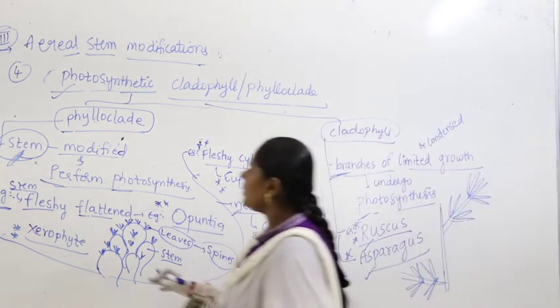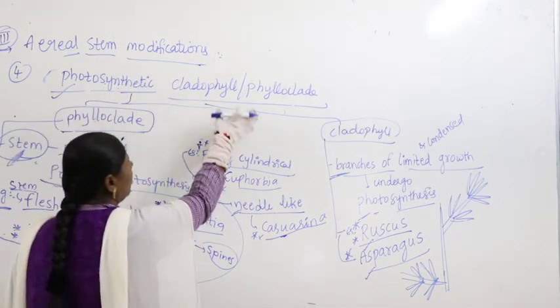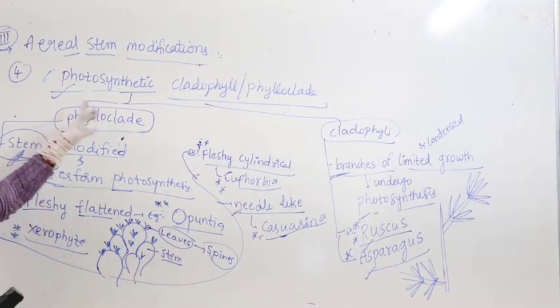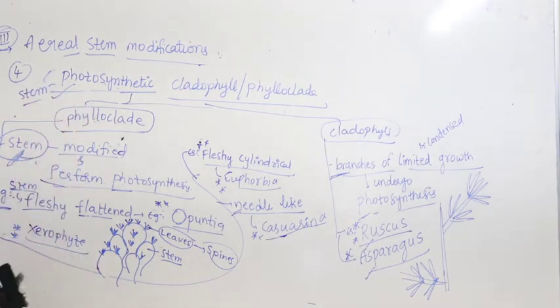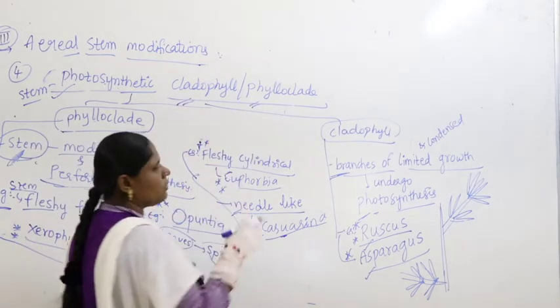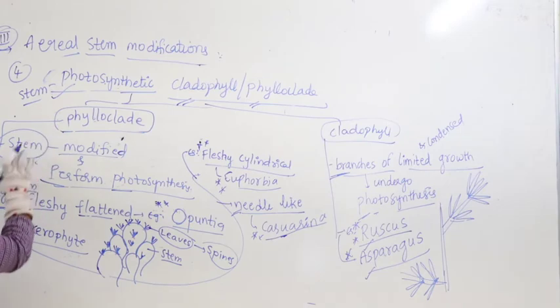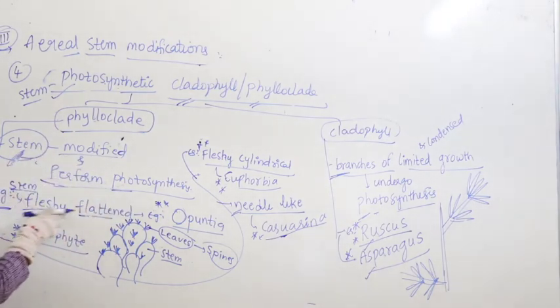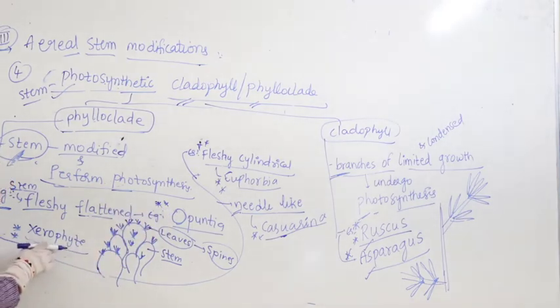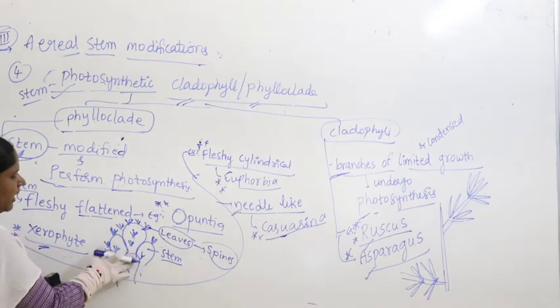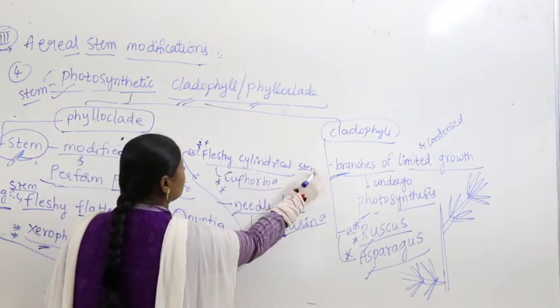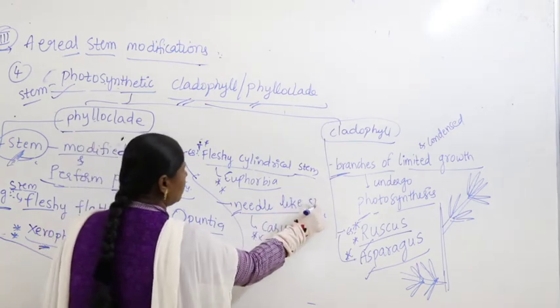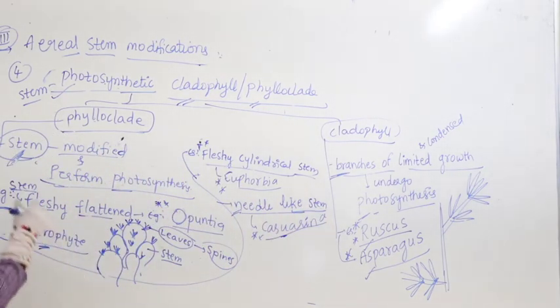Again I repeat: photosynthetic cladophyll or phylloclade. Here the stem performs photosynthesis. In some members it's called cladophyll, in some it's called phylloclade. What is the difference? Phylloclade means the stem is modified and performs photosynthesis. The stem becomes fleshy and flattened. For example, Opuntia, as it is a xerophyte, leaves become spines and the stem becomes flattened, fleshy and undergoes photosynthesis. Similarly, you find a fleshy cylindrical stem in Euphorbia and a needle like stem in Casuarina. In all cases the stem undergoes photosynthesis, called phylloclade.